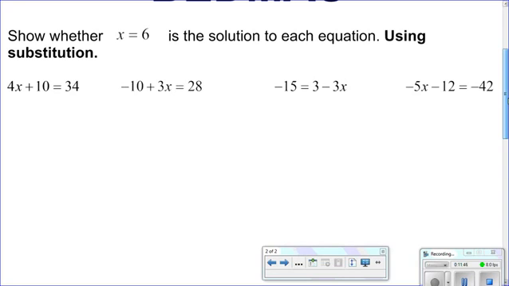I'm going to show you how to do a couple of them, and then you're going to do the rest on your own. So substituting into the first one, that means every time we see an x, we are going to replace it with a 6. So this x is going to become a 6. This x is going to become a 6.